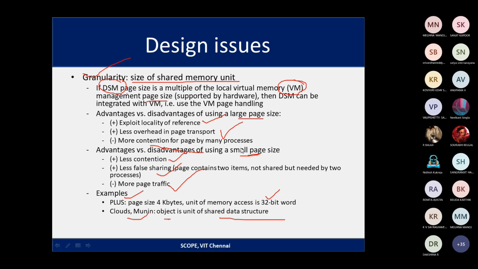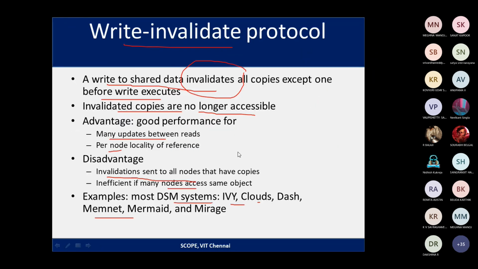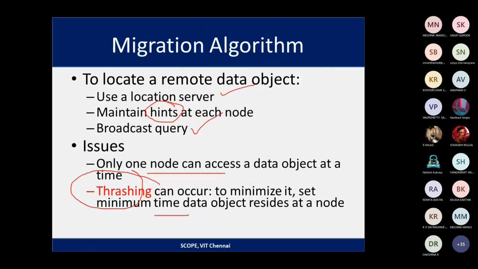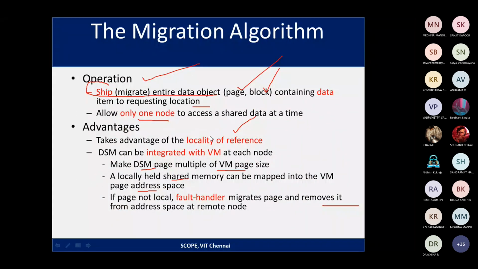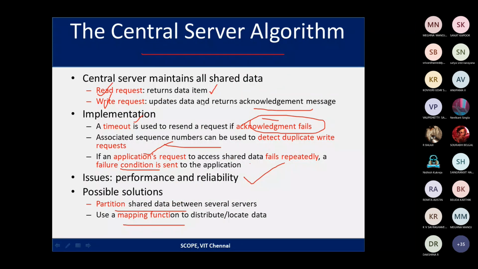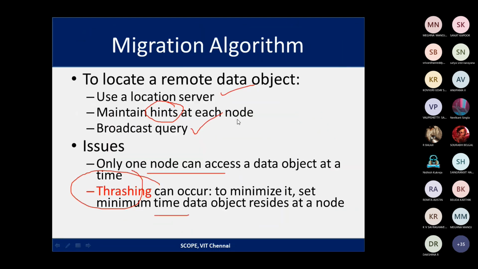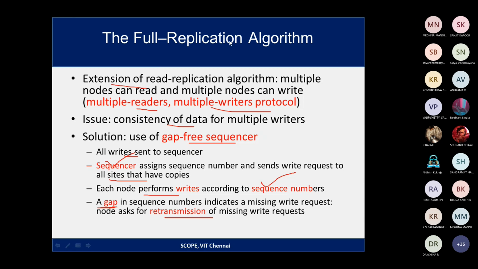So these are the design issues: granularity and page replacement. The coherence protocols are write invalidate and write update protocols. DSM implementation algorithms are the central server algorithm and the migration algorithm. In the central server algorithm, there is a central server which takes care of all the processing, and we send read and write requests to it. In migration, we ship an entire data object at once.